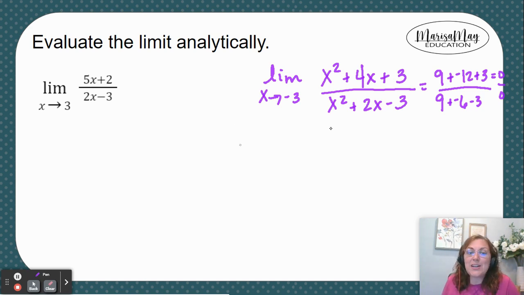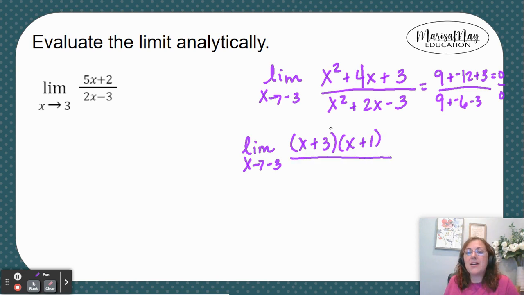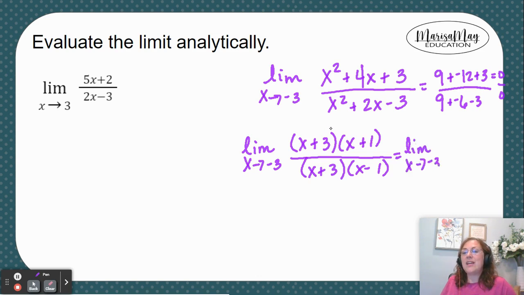So my next strategy is to factor. See if I can factor the top and the bottom. Now on the top, that factors to x plus 3 times x plus 1. And on the bottom, that factors to x plus 3 times x minus 1. Notice the x plus 3 cancel out. That leaves me with the limit as x approaches -3 of x plus 1 over x minus 1.